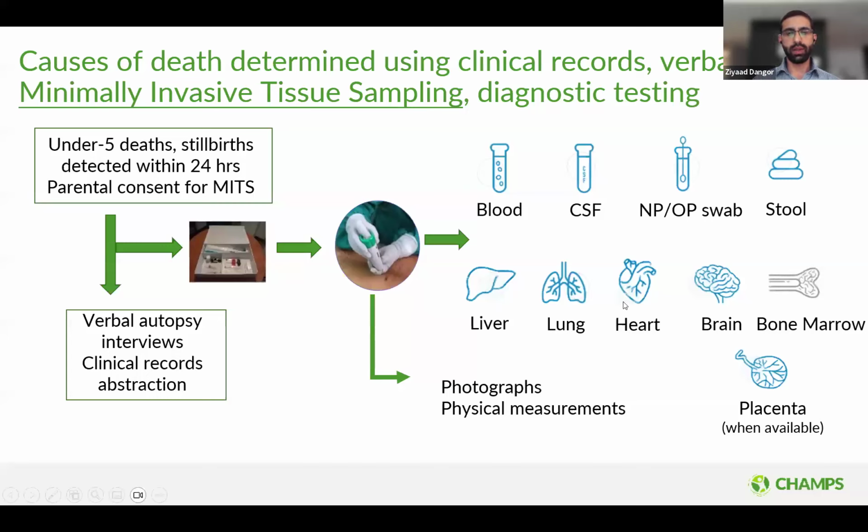Now, minimally invasive tissue sampling is essentially where samples are taken from multiple organs in a child who's passed on. And these are taken without the child being cut as a full postmortem would be. So blood specimens, CSF, swabs, stool, and then histology samples of liver, lung, heart, brain, and bone marrow, and placentas for those stillbirths and early neonatal deaths.